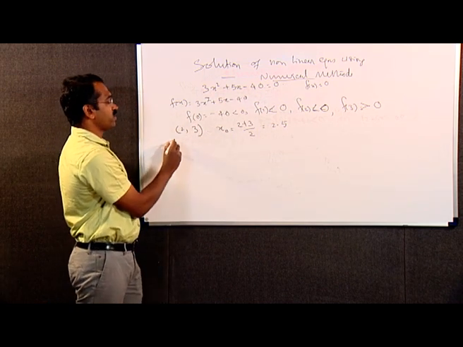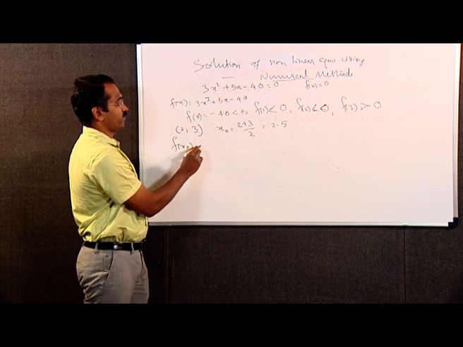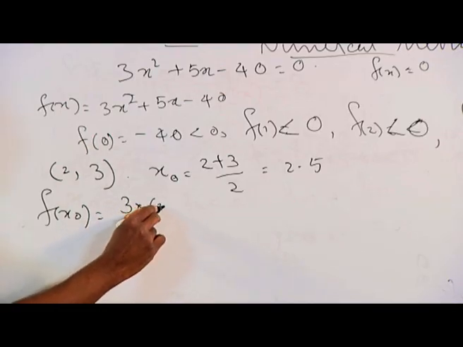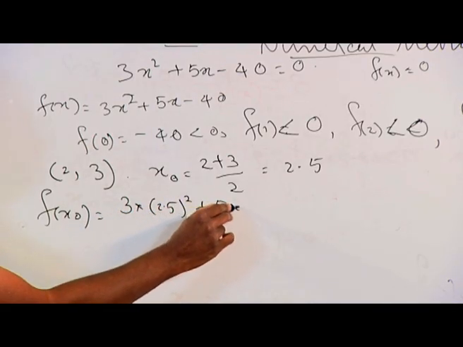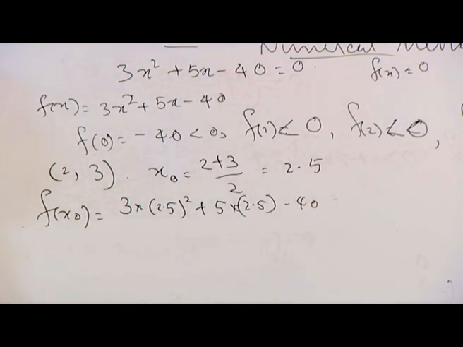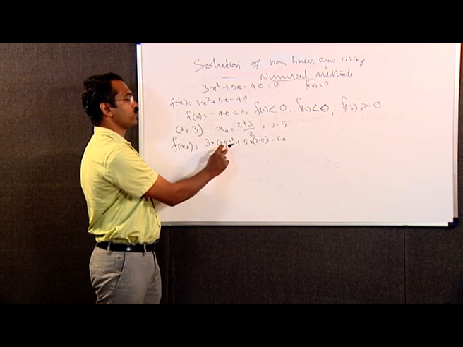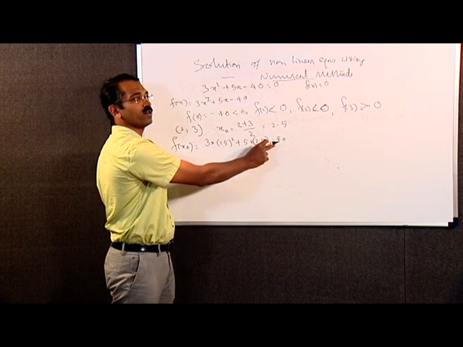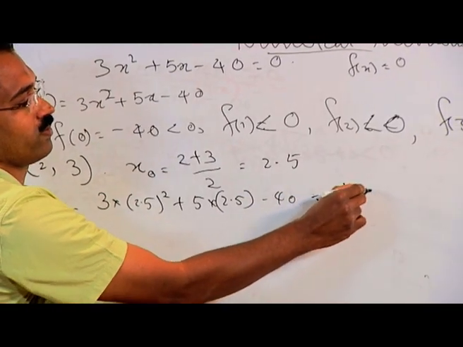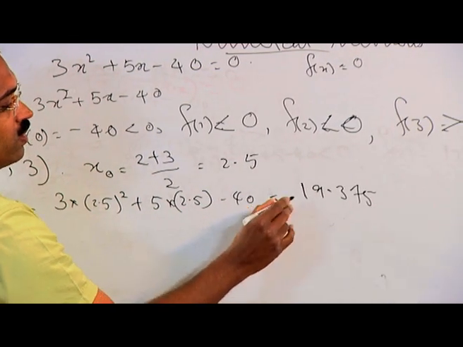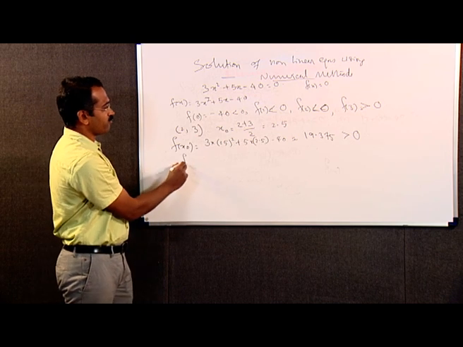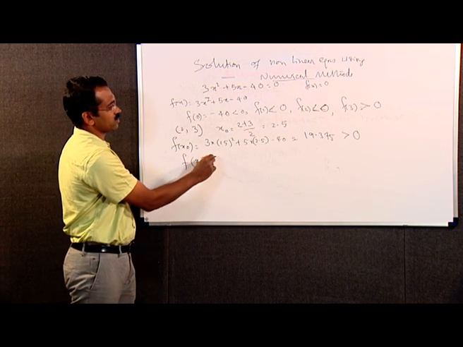Now, we evaluate f of x naught, that is equal to 3 into 2.5 square plus 5 into 2.5 minus 40, that is equal to 19.375, which is greater than 0, positive. That is, f of 2.5 is greater than 0.